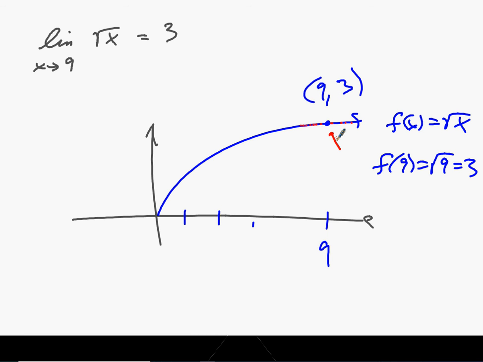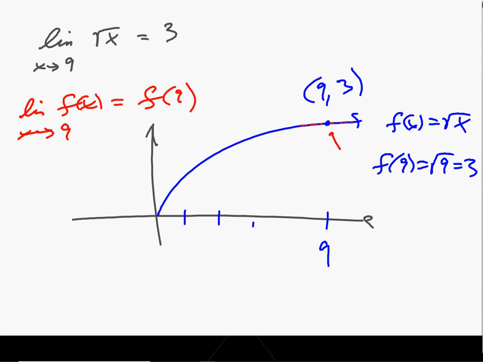So we can take a shortcut and just ask ourselves, okay, well, the limit of f of x as x approaches 9 is exactly equal to f of 9 because he's going to step where he thinks he's going to step. That's easy. That's just 3. Okay?